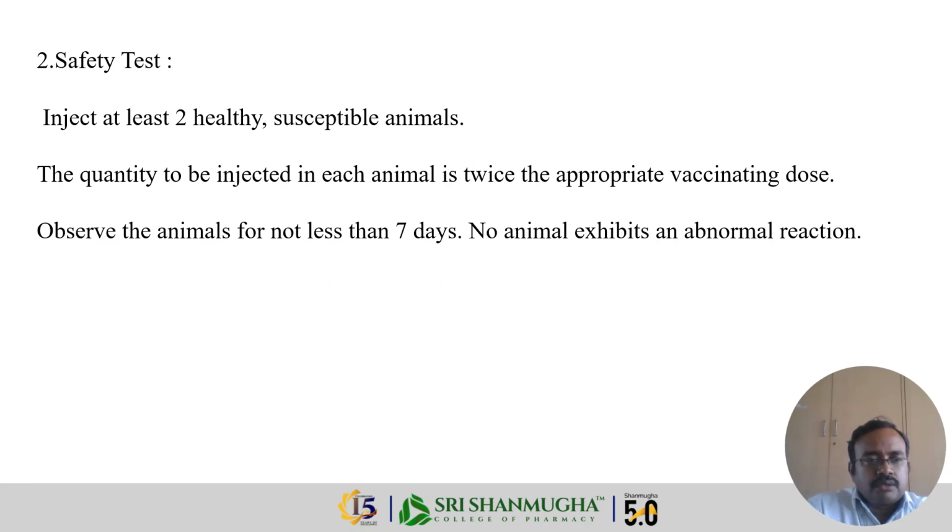Safety test. Inject at least 2 healthy susceptible animals. The quantity to be injected in each animal is twice the appropriate vaccinating dose. Observe the animals for not less than 7 days. No animals should exhibit abnormal reactions. Okay, so by the safety test we can identify it.